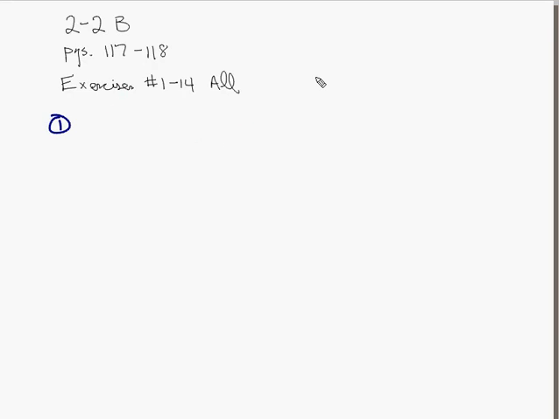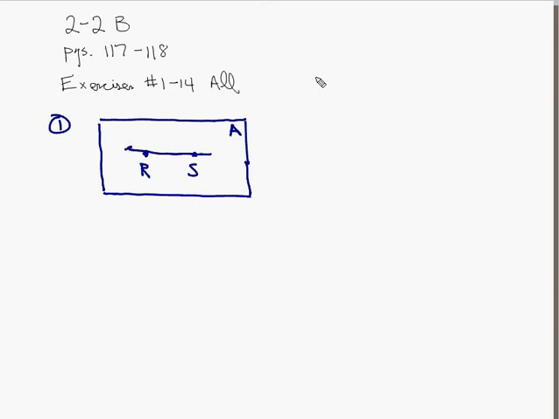So if I were to draw a plane A, so there's plane A, and I have points R and S. There's R, there's S. So points R and S are in plane A. Line RS is also in plane A. And there's the picture that represents the situation.